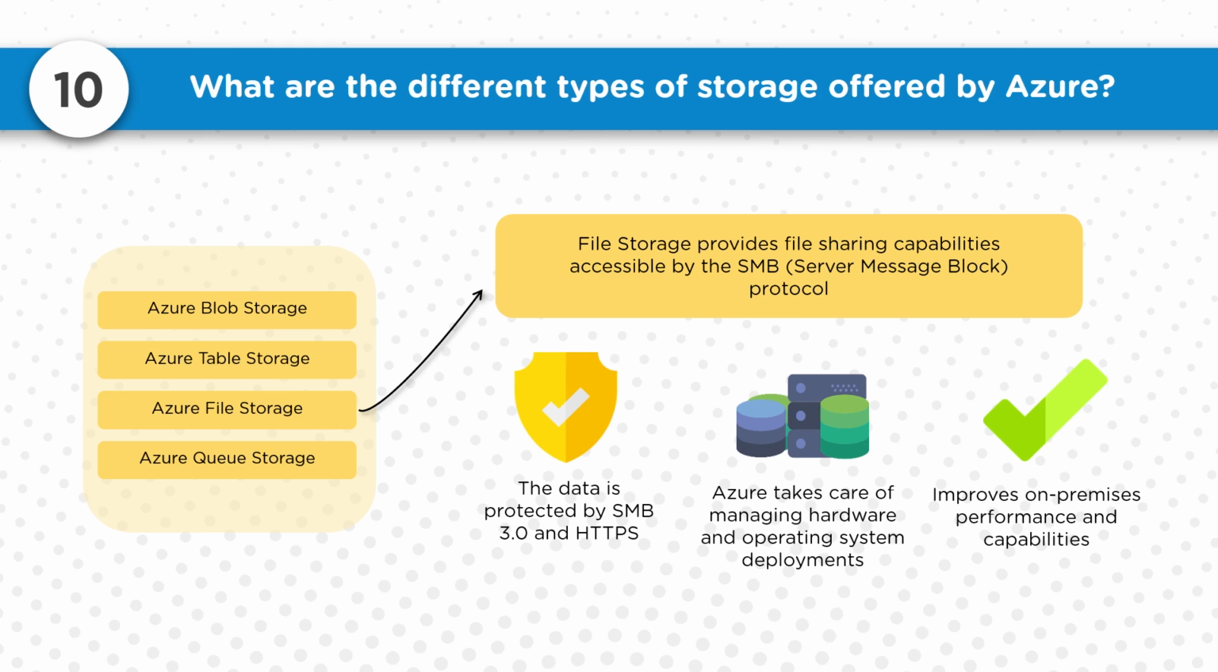The more important thing is that Azure takes care of managing hardware and operating system deployments for Azure file storage. This file storage can be used when we want to burst the storage capacity of on-premises. So on-premises is the primary, and the cloud is the secondary, or extended on-premises storage. It improves the performance and capabilities of our on-premises data center.